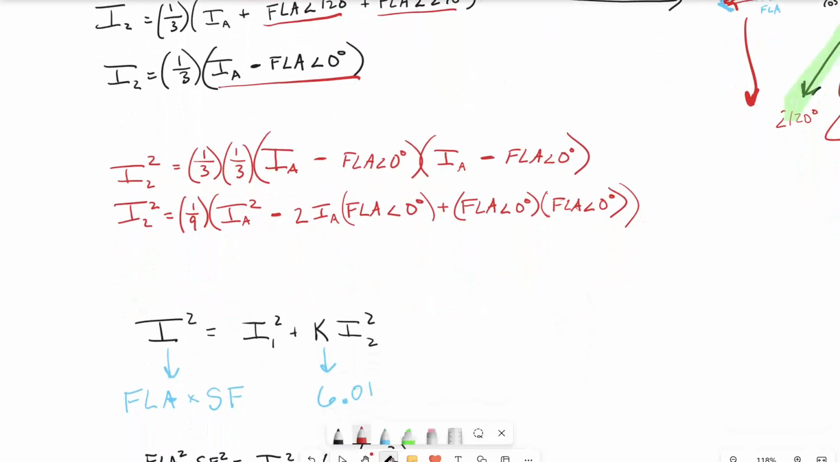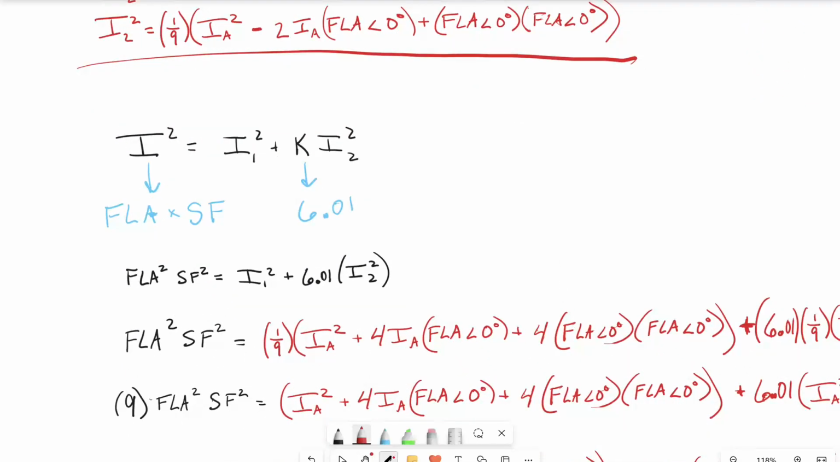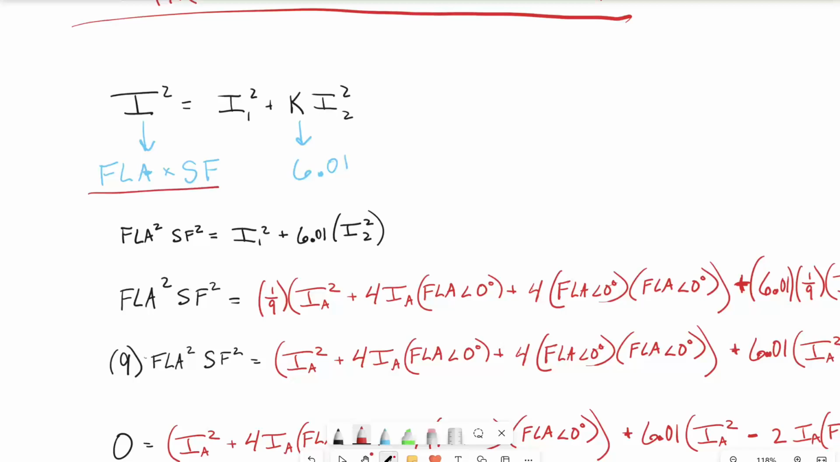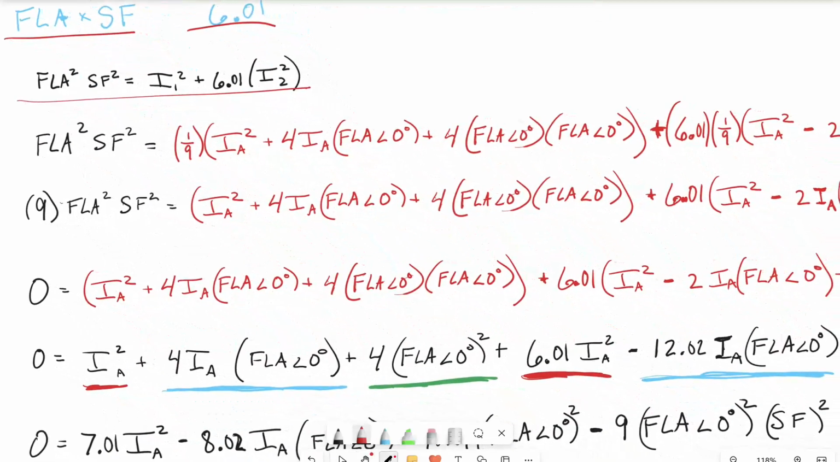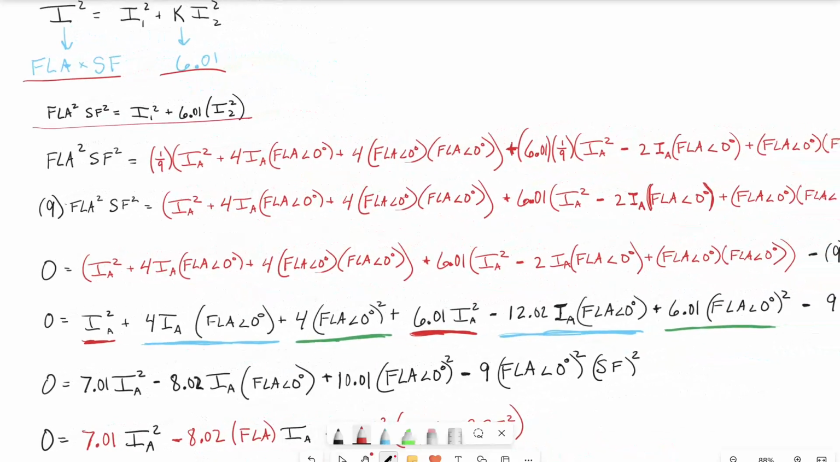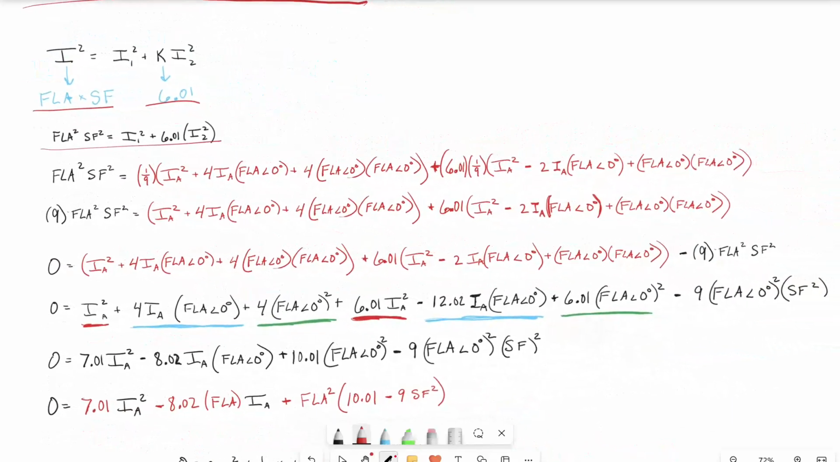Now we're going to square that, and that's what you end up with right here. So now we have both I2 and I1 squared, and we have our beginning FLA, we have our K value. We're just going to substitute everything in, and that's what this monster ends up being right here. I'm going to have to zoom out quite a bit. So that's what all of this is. This is everything substituted in, and you can see it's a monster.